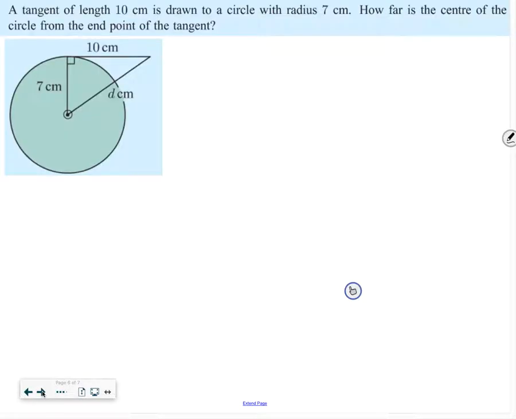A tangent of length 10 centimeters is drawn to a circle with a radius of 7. How far is the center of the circle from the end point? The center of the circle to the end point, that's our unknown. So our right triangle is here, with the right angle here at the tangent. This is 7, this is our unknown d, and this is 10.